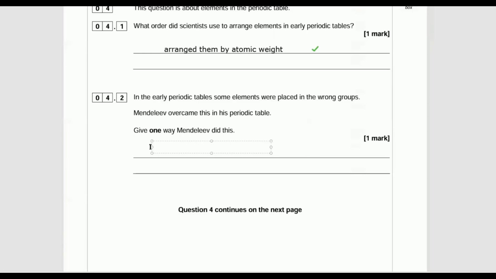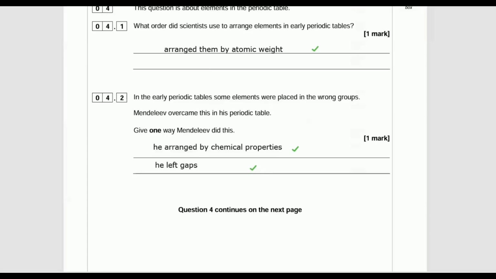Mendeleev overcame this in his periodic table. He arranged by chemical properties. But also, these are the two things, if you have to know anything about Mendeleev, he left gaps. So there are two possible answers that would get you the mark. He left gaps, but he rearranged things by the chemical properties.